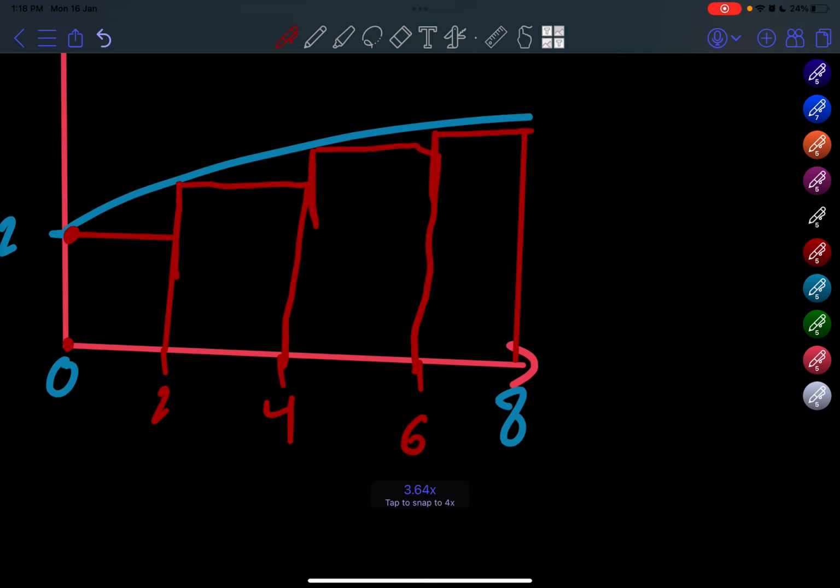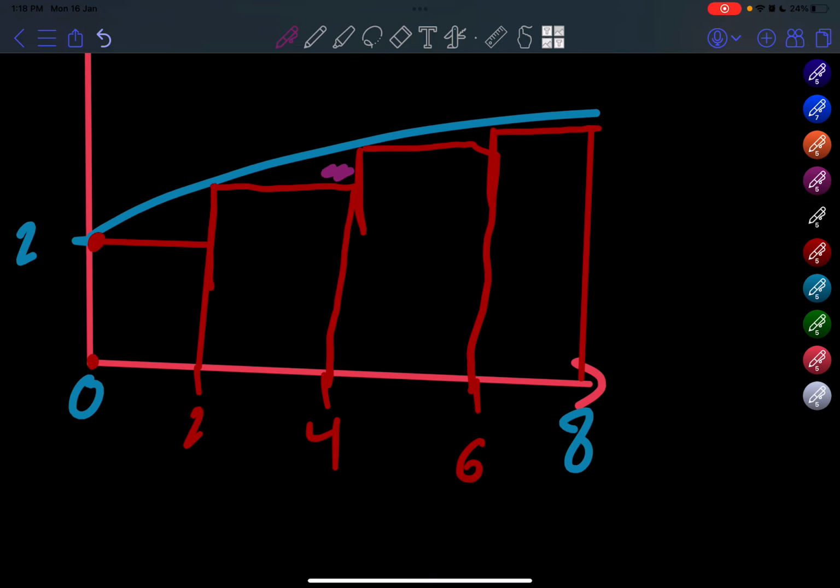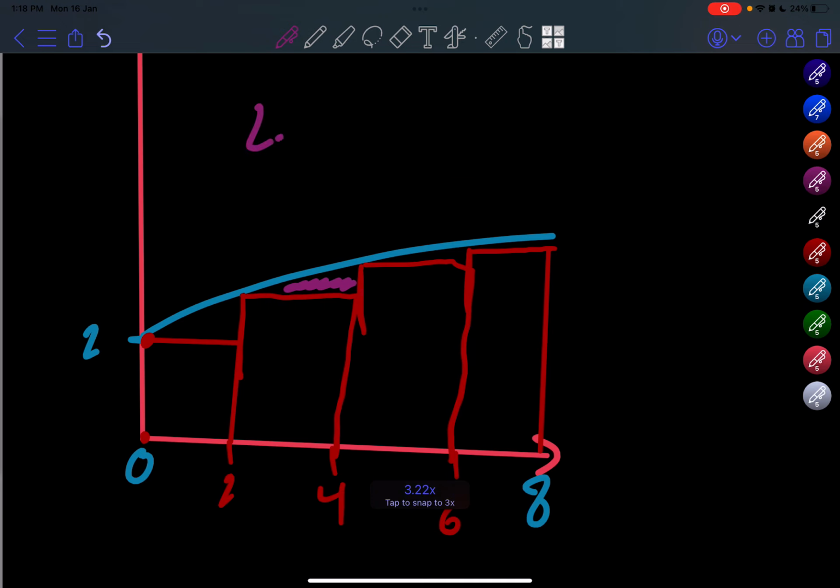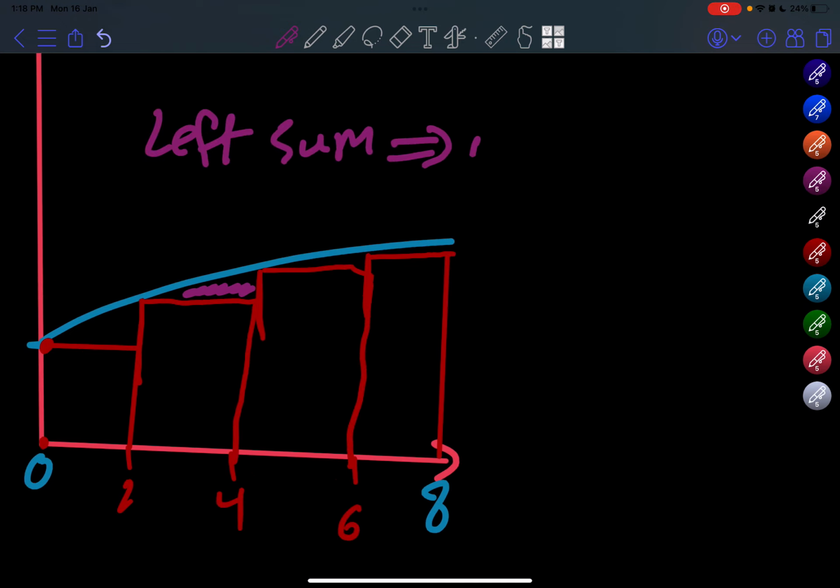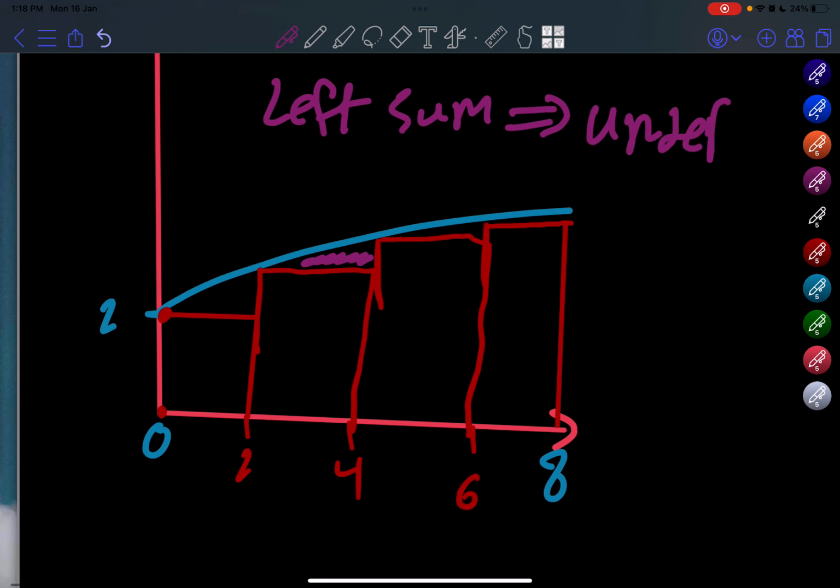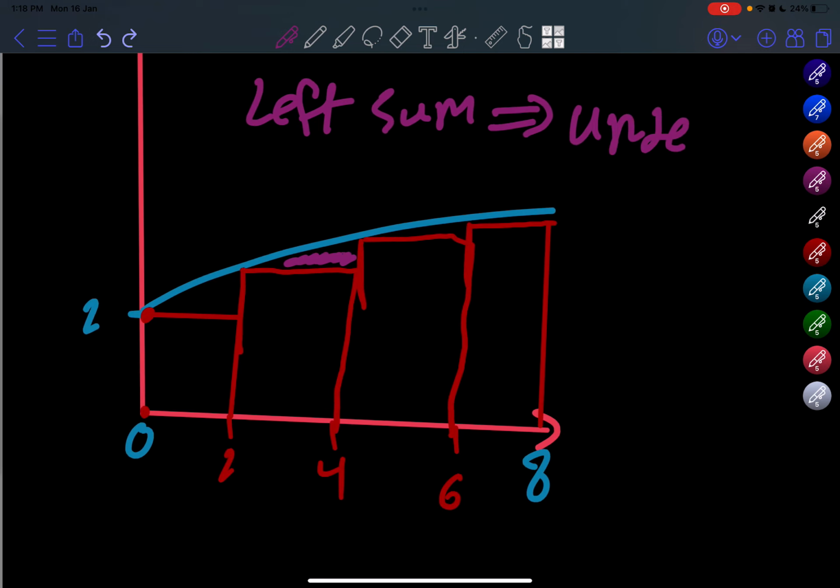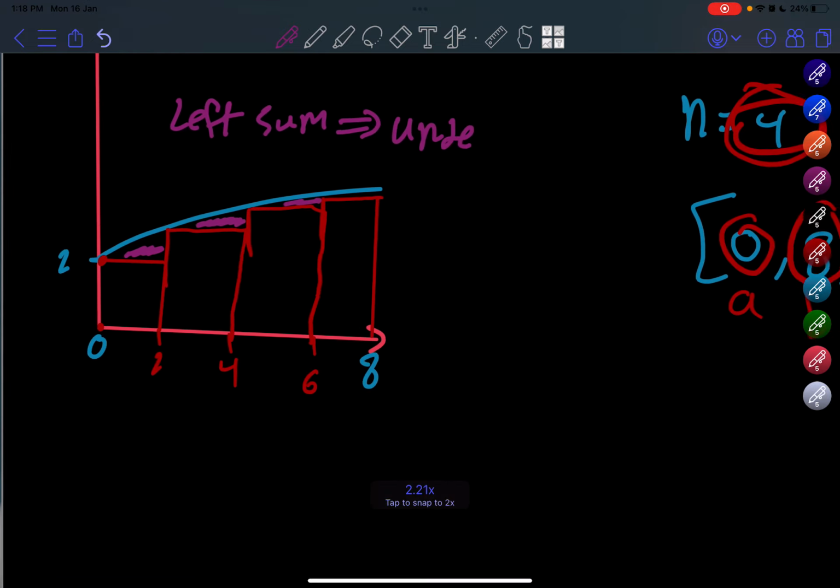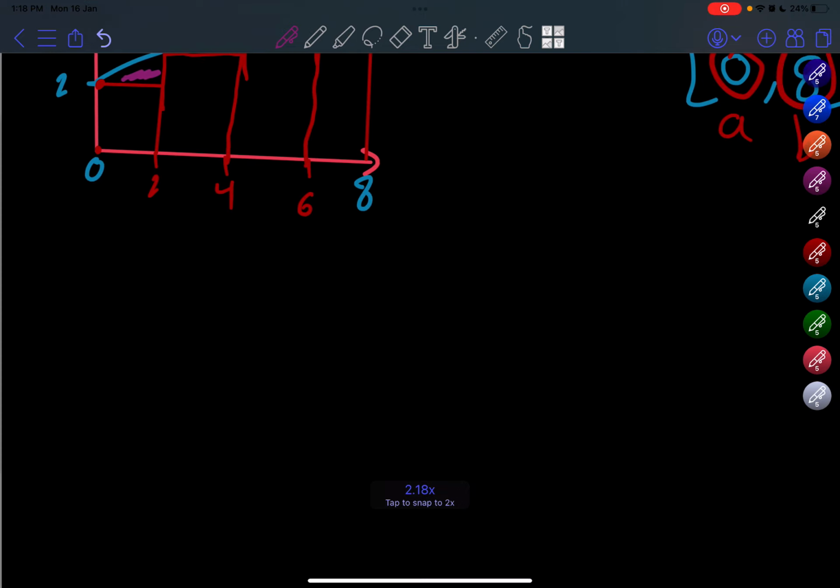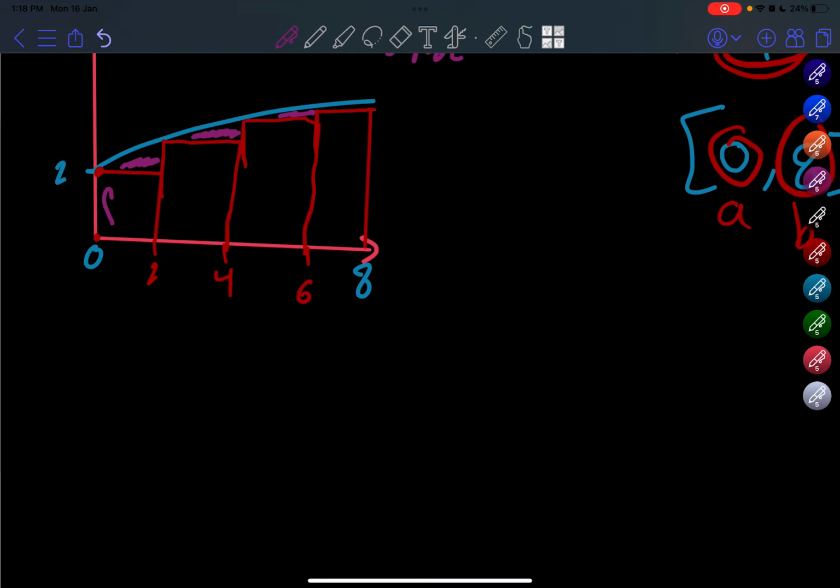So we can identify here that since it's left sum, it will be, as we said, underestimate. And we've proved this by graphing. We can see here some space under the curve. So n is 4, and this will be f of 0, this will be f of 2, this will be f of 4, and this will be f of 6.